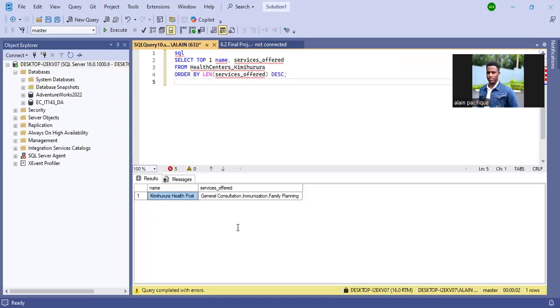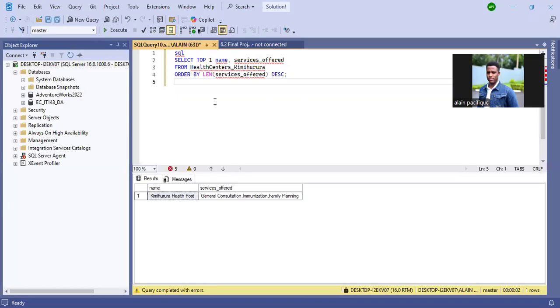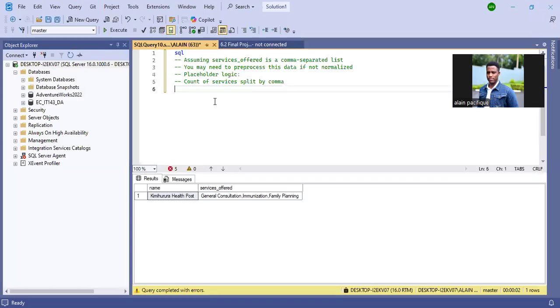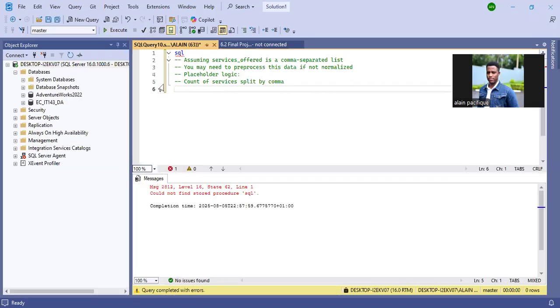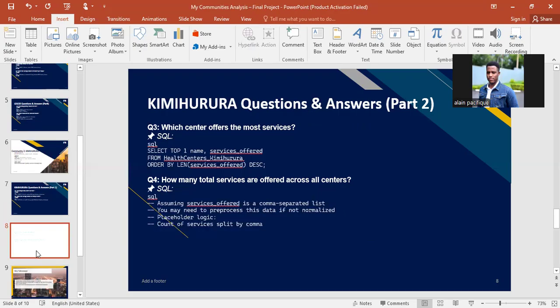The fourth question asks how many total services are offered across all centers. I'll be asking the same question. How many total services are offered across all centers? It will give the exact number.